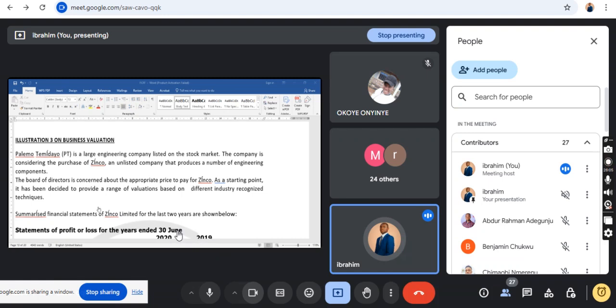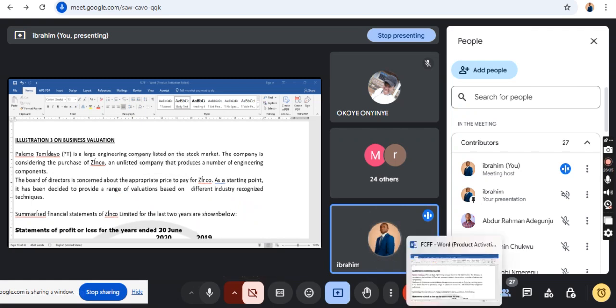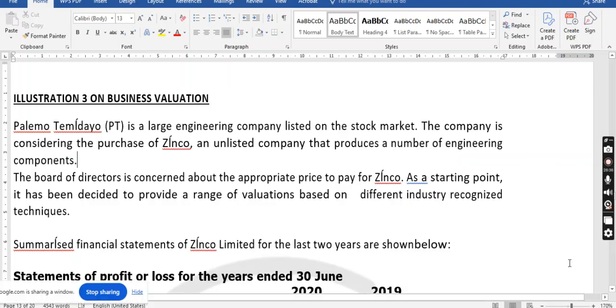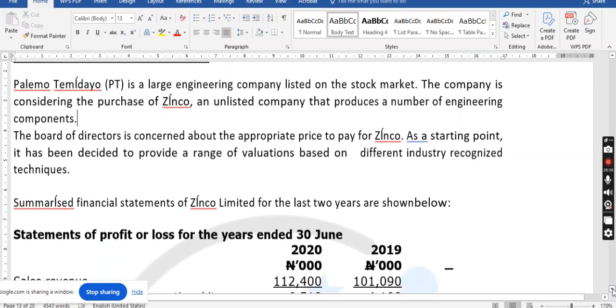Now, the board of directors is concerned about the appropriate price to pay for Zinco. Of course, you don't want to just go and buy. Company A cannot just give you a value and you go for it like that. No, you have to carry out a valuation to see how much the company is worth. Now, as a starting point, it has been decided to provide a range of valuation based on different industry recognized techniques. So here are the summarized financial statements.